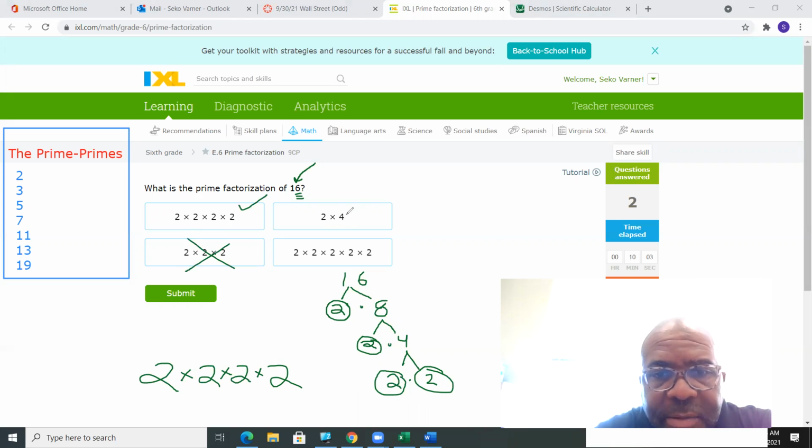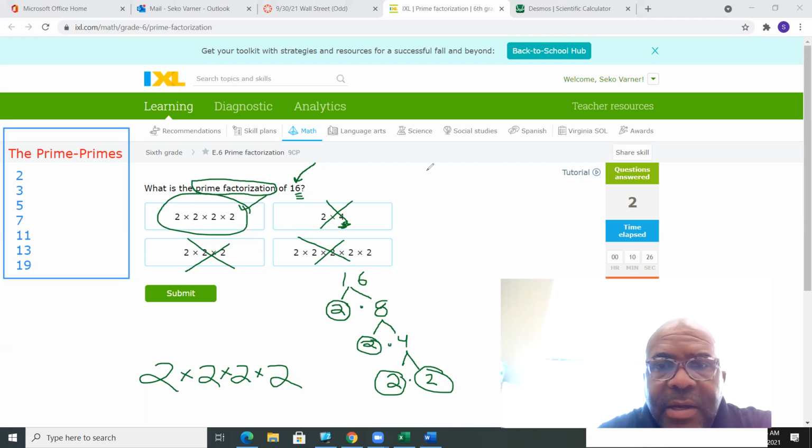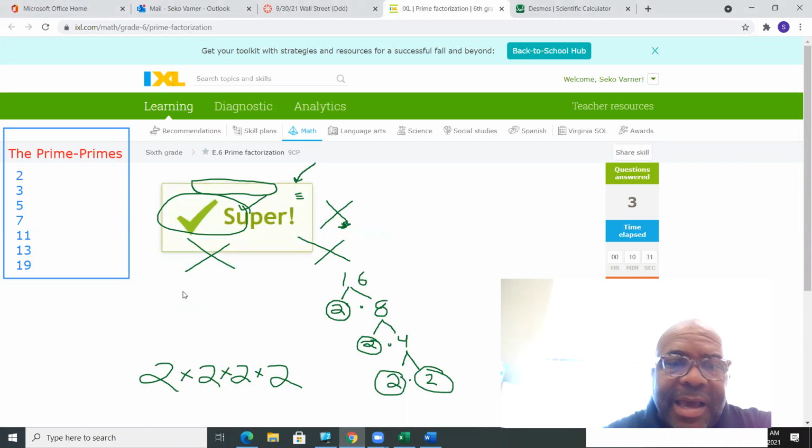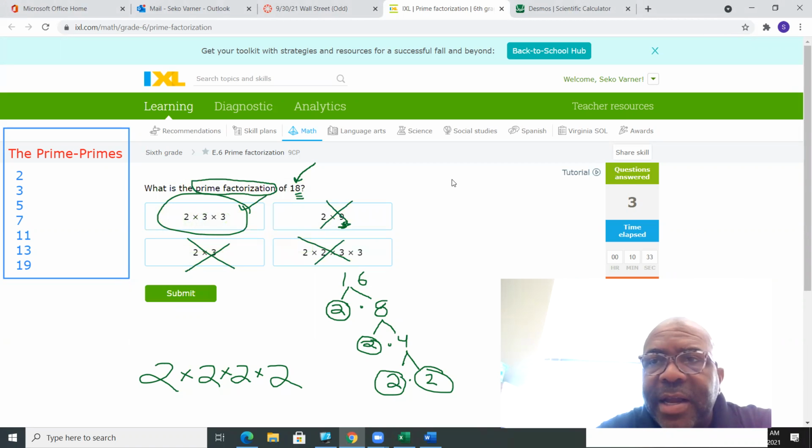2 times 4 is 8, but 4 is not a prime number, and I want a prime factorization. So 4 is a factor, but it's not a prime factor. And this is 2 times 2 times 2 times 2 times 2. That's 5 2's. I don't want 5 2's. I just want 1, 2, 3, 4. I want these 4 2's. So the answer is going to be this one. So I'm going to choose it, hit submit, and super, we have the right answer.